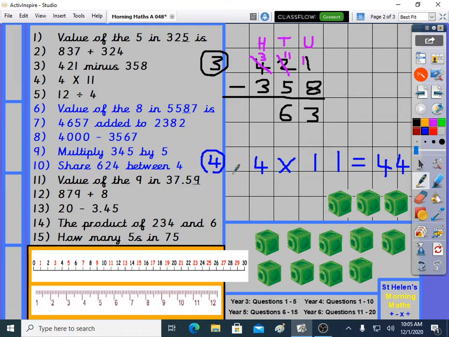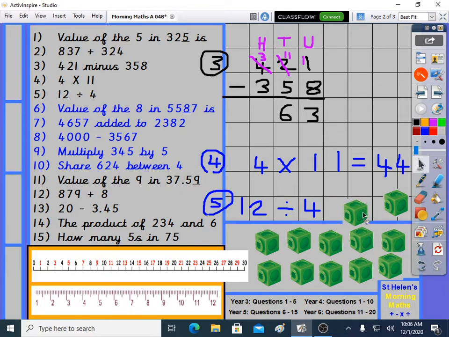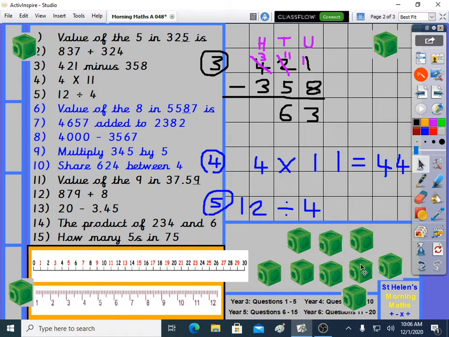And question 5 will be sharing things out because it's divide. 12 divided by 4. I've got to figure out a way of having room to share things. So I've got 10, 11, 12 of these cubes, sharing them between 4 groups. I'll put one group in the top corner, one group in each corner of the board, I think. That's what I'll do.